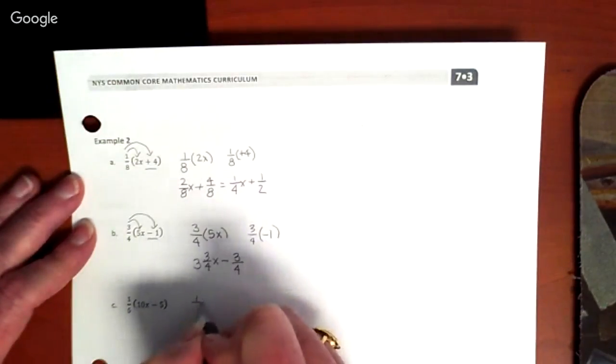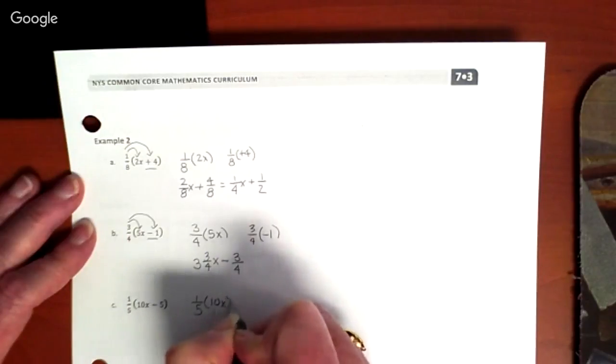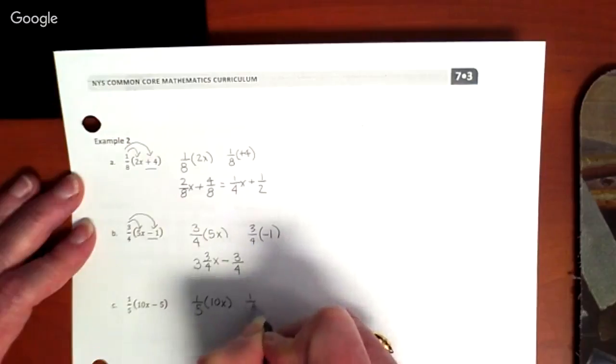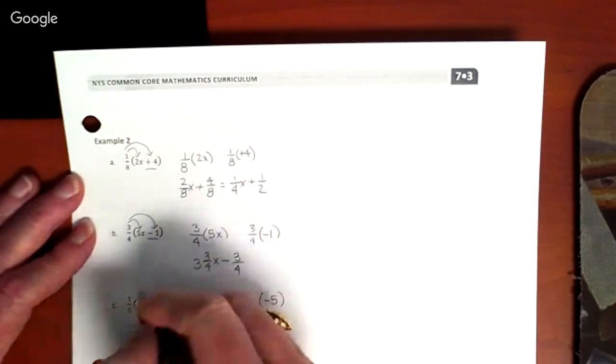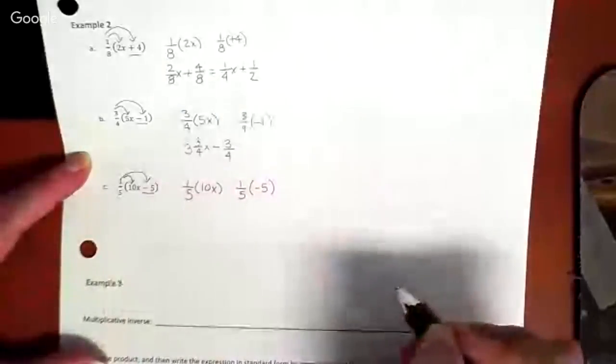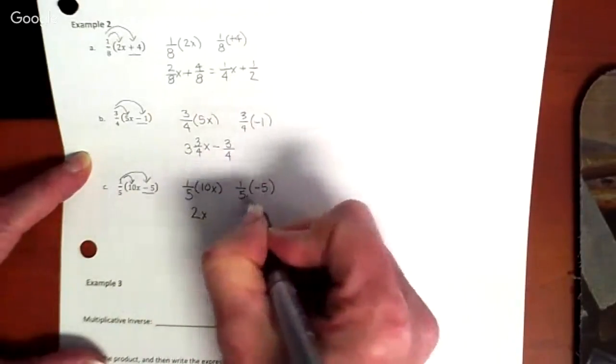Here I would have 1/5 times 10x and 1/5 times negative 5. Again, multiply this. And then multiply. Remember, sign goes with your number. So 1/5 times 10x is 2x. And 1/5 times negative 5 is negative 1.